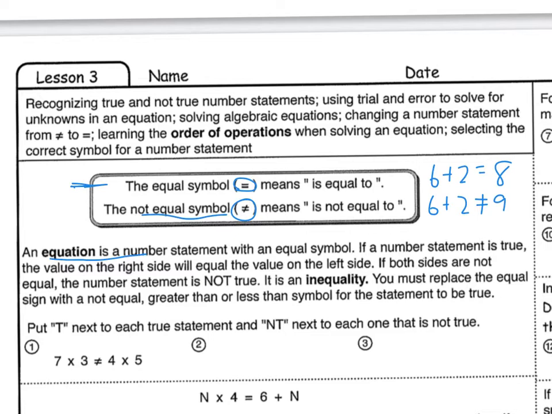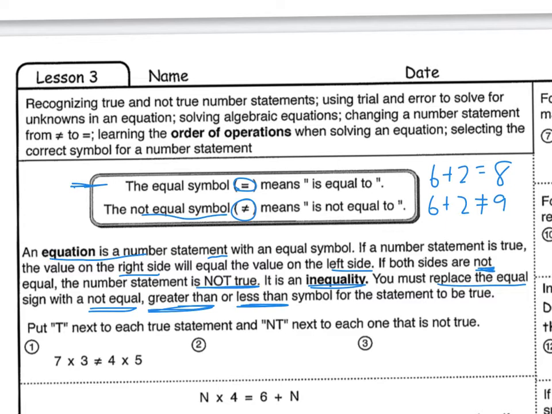An equation is a number statement with an equal symbol. If a number statement is true, the value on the right side will equal the value on the left side. If both sides are not equal, the number statement is not true. It is called an inequality. In means not, so it's a not equality. You must replace the equal sign with a not equal sign, a greater than sign, or a less than symbol for the statement to be true.